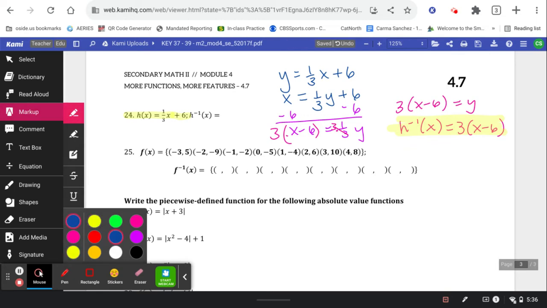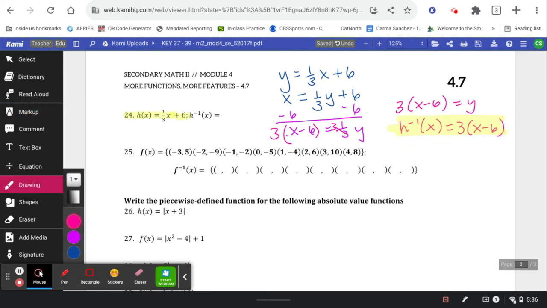Number 25 just gave us coordinate pairs, so we're able to just flip all these. So for example, the point -3, 5 turns into the point 5, -3. It just flips. Notice my x's becoming my y's and my y's becoming my x's. How'd you do?